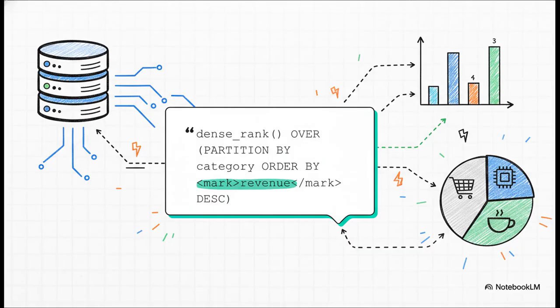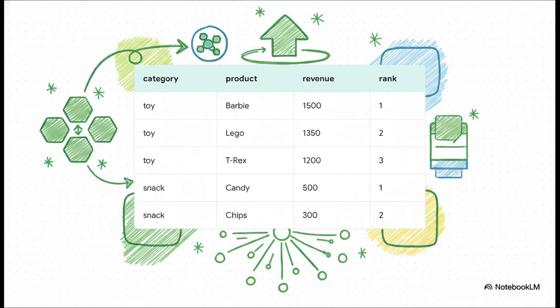Now, the solution in PySpark is, well, it's just beautiful. It uses a powerful feature called a window function. This one line of code is telling Spark, hey, I want you to rank my products by revenue, but I want you to do it in separate windows. Partition by category means treat the toy category as one group and the snack category as a completely separate group. And boom, here's the result. Look at that rank column. It ranks the toys 1, 2, 3, and then when it gets to the snack category, it starts over again at 1. With just one elegant command, we've solved a really complex grouped analysis problem.